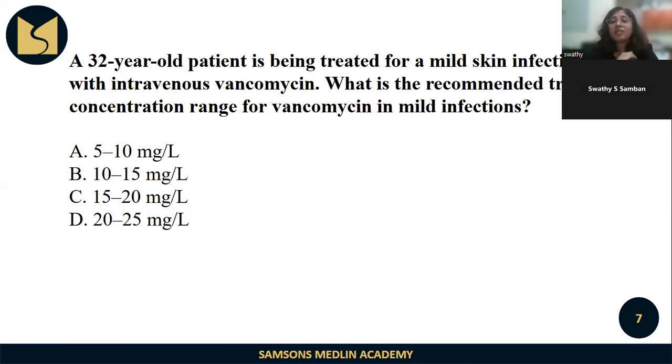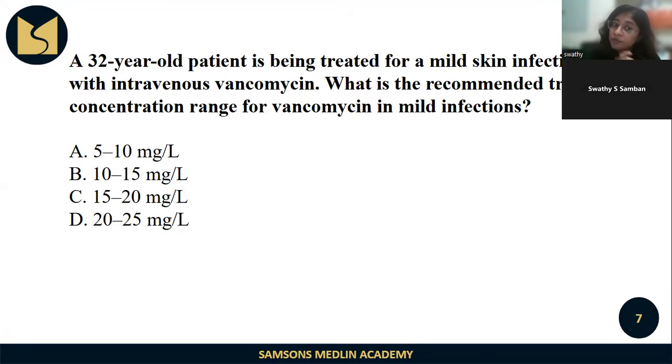vancomycin. What is the recommended trough concentration range for vancomycin in mild infection? We have got four options. Again, it's vancomycin, and the four options are: option A is 5 to 10 mg per liter, option B is 10 to 15 mg per liter, option C is 15 to 20 mg per liter, option D is 20 to 25 mg per liter.